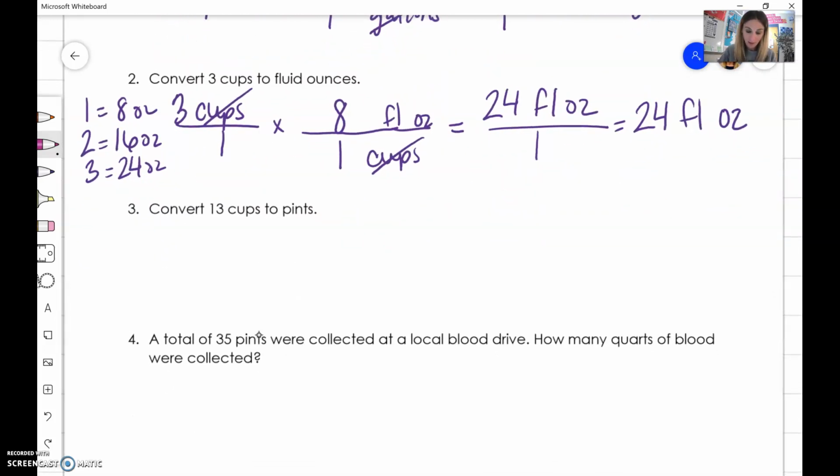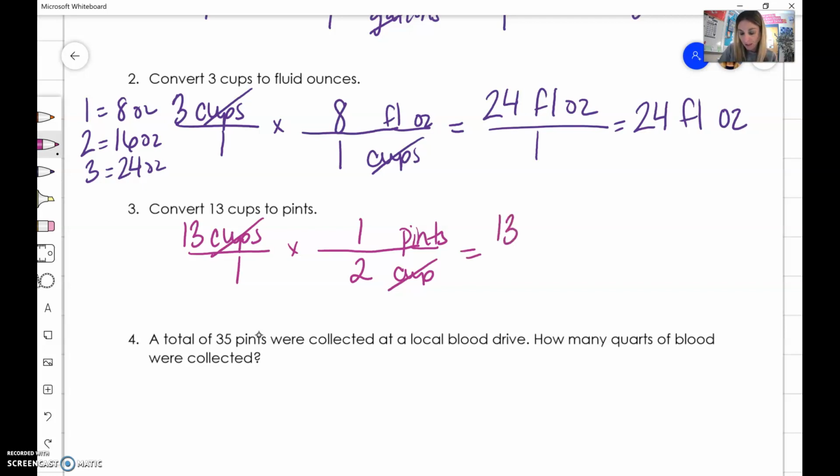We're going cups to pints. So 13 cups over 1 times something over cup. So I need to know how many pints are in 1 cup. What do I know about pints and cups? Well, when I look at my capacity, I see that there's 1 pint in 2 cups. That's okay. I can do that. In 1 pint, there's 2 cups. I can cross cancel my cups, and now I multiply my numerators and I multiply my denominators. So I'm going to multiply my numerators. 13 times 1 is 13. I get 1 times 2, which is 2.